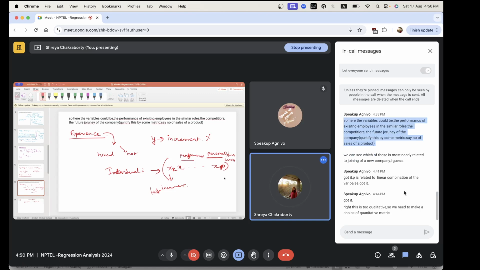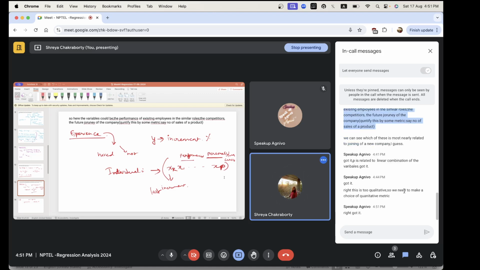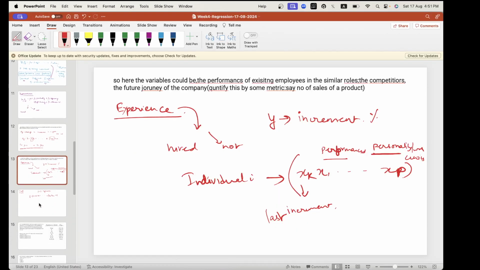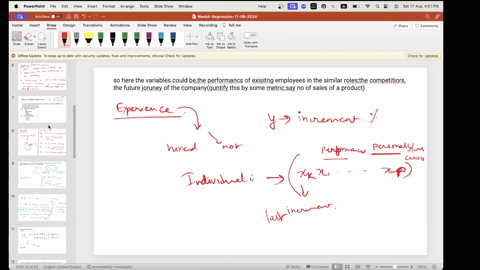Okay, please let me know if you agree with me. If you don't, all right, fine. So this is the entire context in which we should perform variable selection.